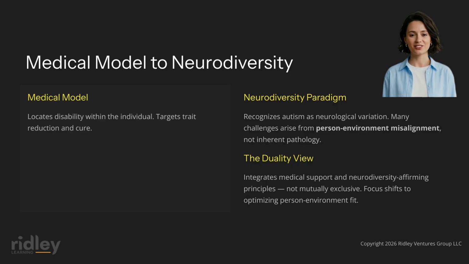For allied health clinicians, the practical implication is a reorientation of clinical focus, from attempting to eliminate autistic traits toward optimizing the fit between the person and their environment. This reframe shows up in practice through environmental adjustments, communication scaffolding, sensory modifications, and goals that reflect what autistic patients and their families themselves prioritize, rather than what clinicians presume they should want.